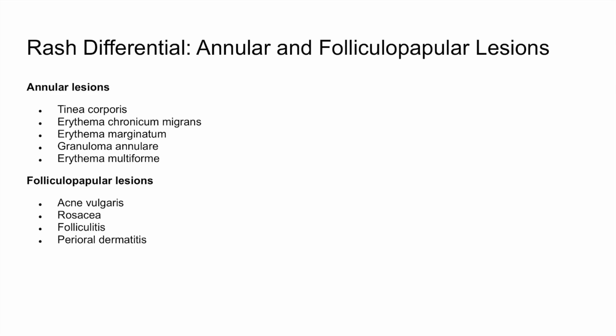For follicular papular eruptions, acne is suggested by comedones in adolescence. Rosacea occurs later in life with central facial flushing and telangiectasias, but no comedones. And then folliculitis centers directly on hair follicles, while perioral dermatitis produces small papules around the mouth, often sparing the vermilion border, aka your lips.